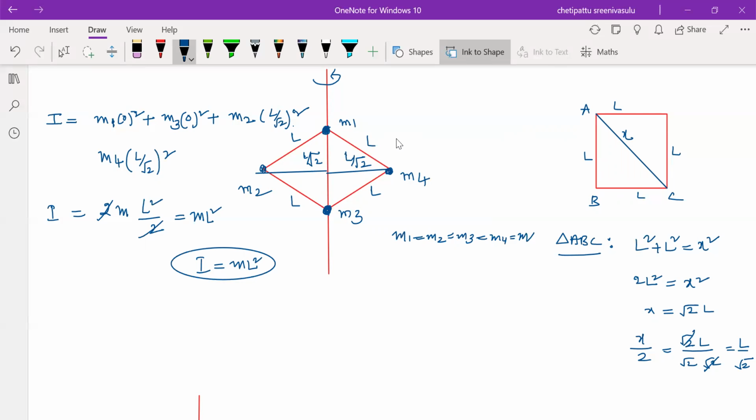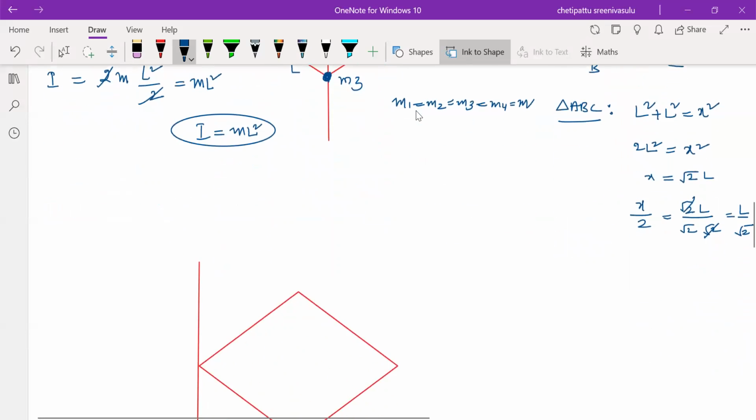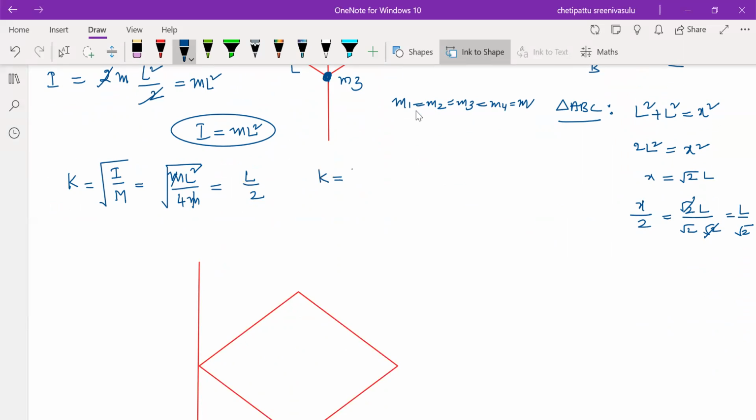What about radius of gyration? Simple. Radius of gyration K, you know, is root of I upon m. The I value is ml square, and the total mass is 4m. The m gets cancelled. Finally, this is L by 2. The radius of gyration is L by 2.